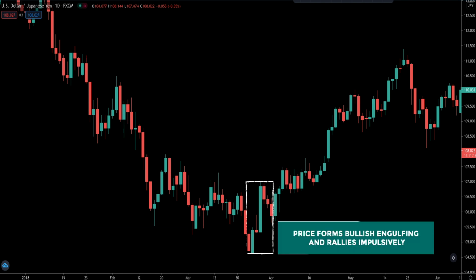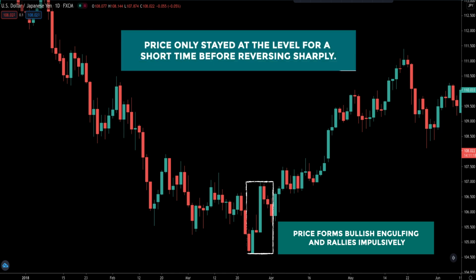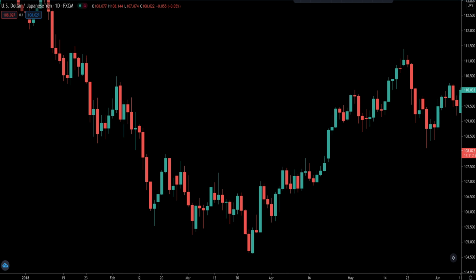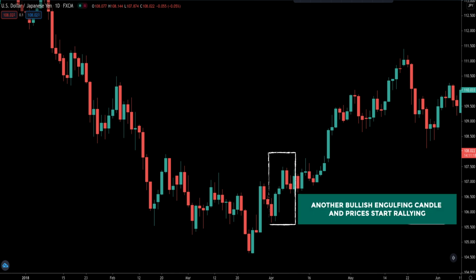At the head right here, we also see a nice bullish engulfing candle. Just observe how price rallied impulsively right here. This tells us that there is a lot of strength in this move. Price only stayed at the level for a short time before reversing sharply. This is what we want to see. Lastly, we have the right shoulder here. Again, we see another bullish engulfing candle and price starts rallying. This is the anatomy of a high probability inverted head and shoulders pattern.